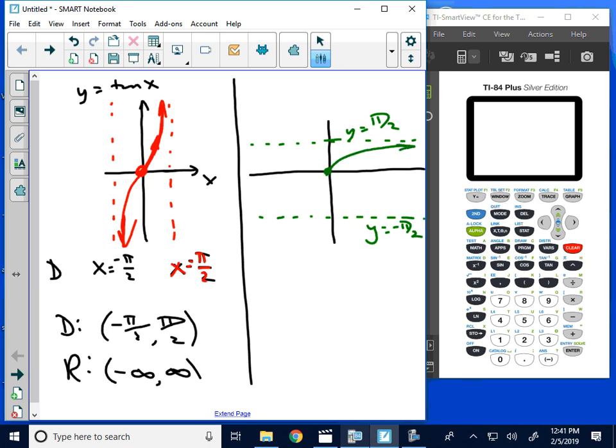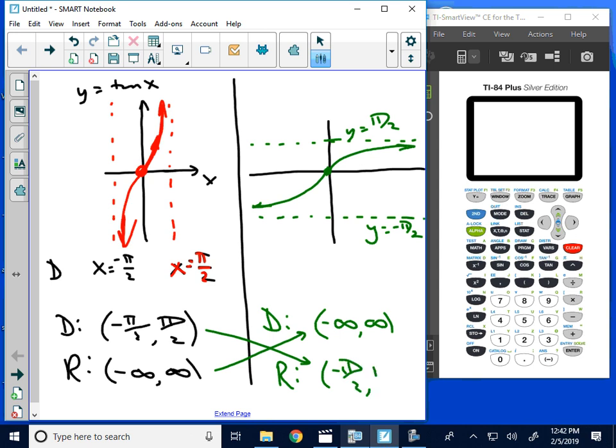This was the graph of the inverse tan, and if we wanted the domain and range, we just note that we're swapping, right? We're swapping the x's and y's. So the domain of the inverse tan was negative infinity to infinity, and the range was, in fact, negative pi over 2 to pi over 2. Okay? Note that because the domain is all reals, we could pick any number that we want.